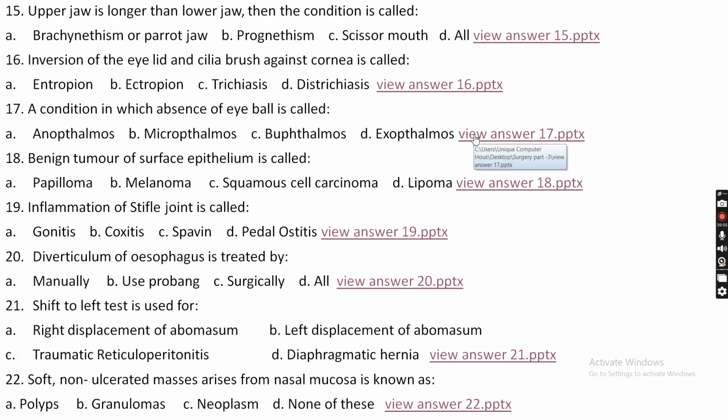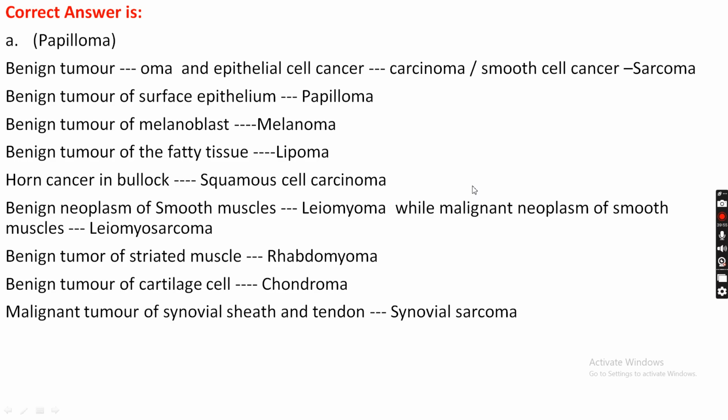Question number 18. A benign tumor of surface epithelium is called: option A papilloma, option B melanoma, option C squamous cell carcinoma, option D lipoma. The right answer is option A, that is papilloma. We have to remember that for benign tumors we use the suffix oma, while for epithelial cell cancer we use the term carcinoma, and for smooth cell cancer we use the term sarcoma. So a benign tumor of surface epithelium is known as papilloma.